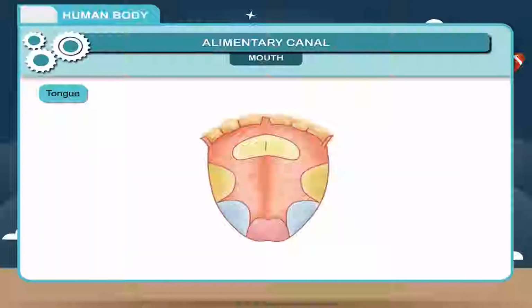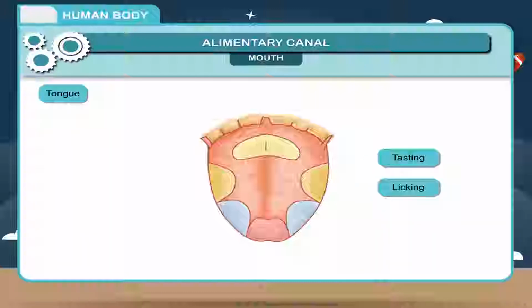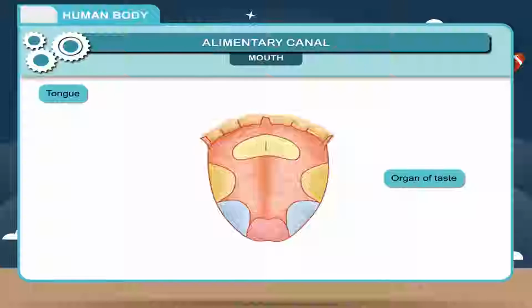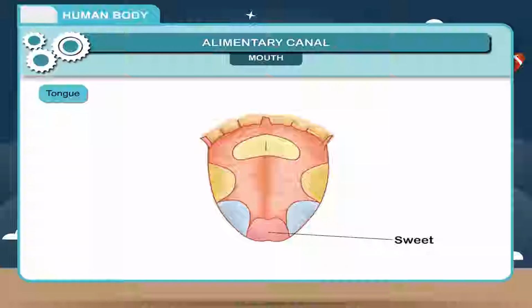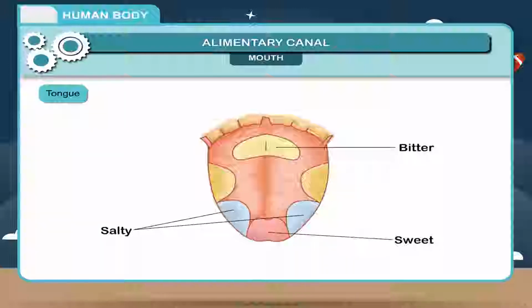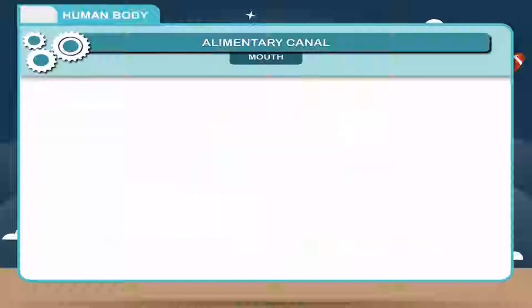Tongue. It is a movable muscular organ in the mouth that helps in the chewing and mixing of saliva with food. It is used for tasting, licking, swallowing, and speech in humans. The tongue also serves as an organ of taste and contains taste buds scattered over it. It can differentiate sweet, salty, bitter, and sour tastes.